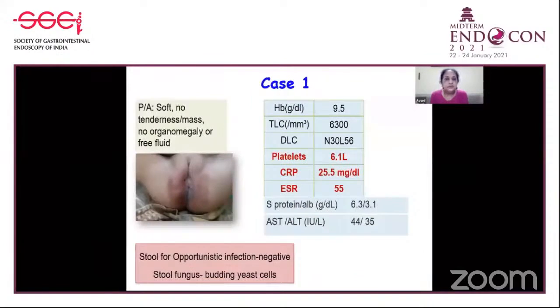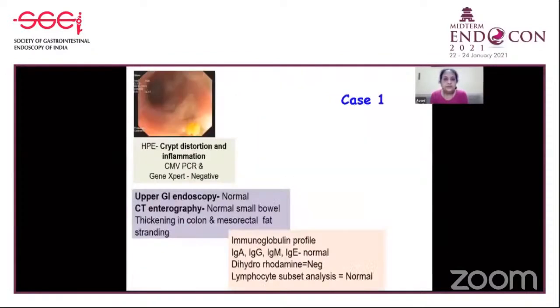When the child came to us, abdominal examination did not reveal anything. On perianal inspection, there was a rash, and as you can see here, there was a fistulous opening and there was a rectovaginal fistula also. This child had a raised platelet count, raised CRP and ESR, and we went on to evaluate this patient.